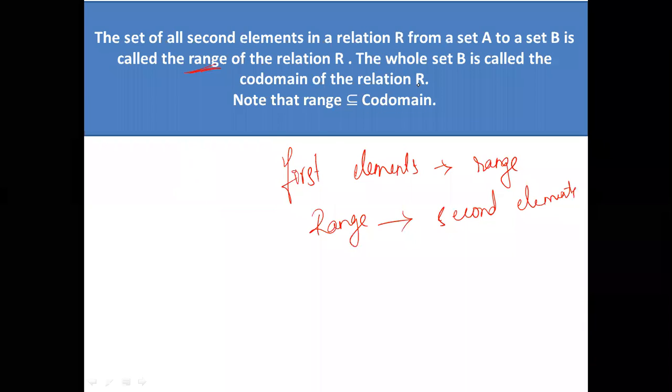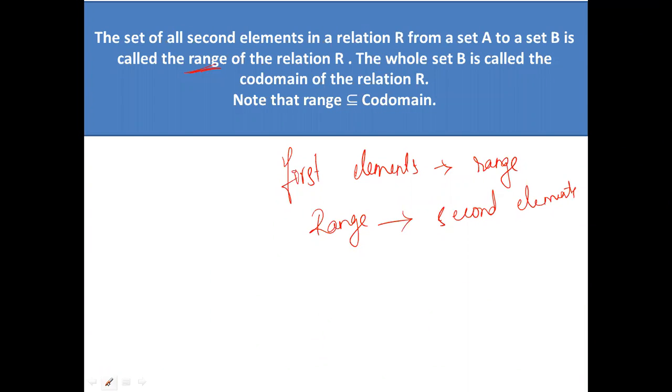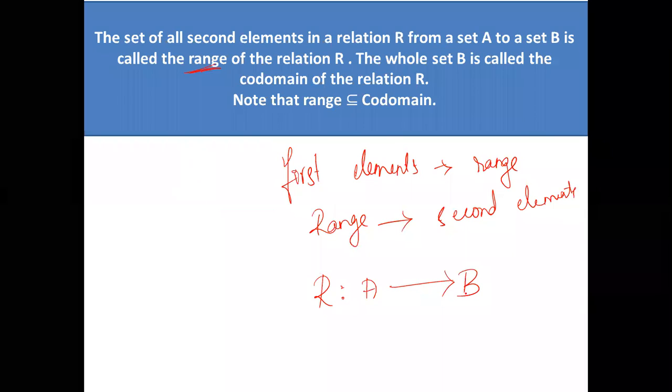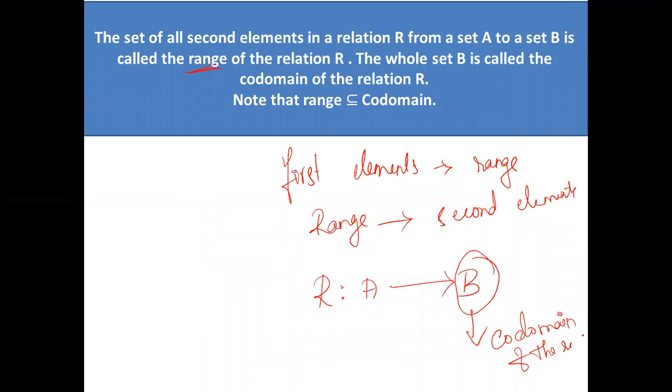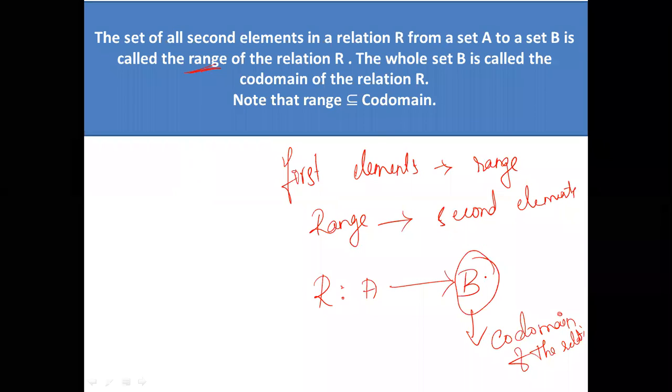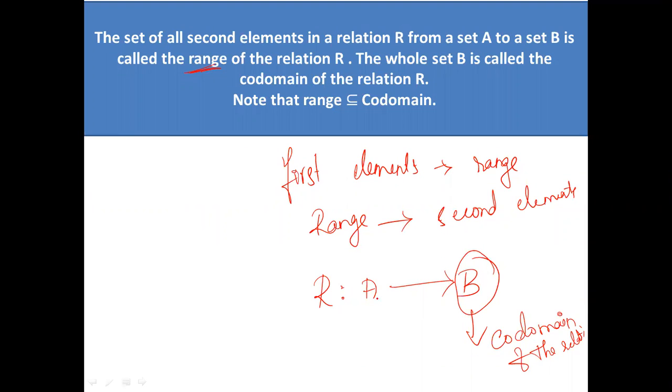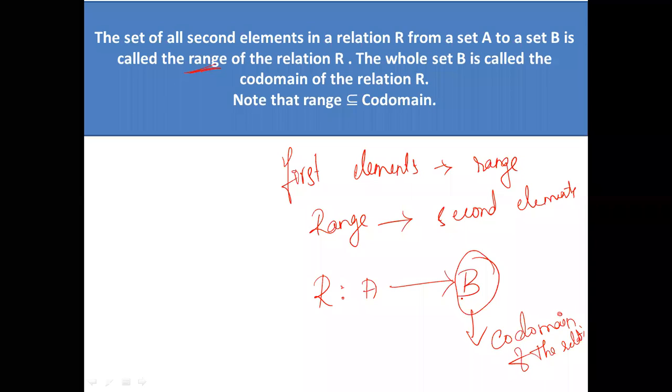The whole set B, that is, if the relation is defined from A to B, then set B is called the codomain of the relation. Okay? So as I told, second elements should belong to which set? Where should the second elements belong? The set of all second elements should belong to which set, A or B?